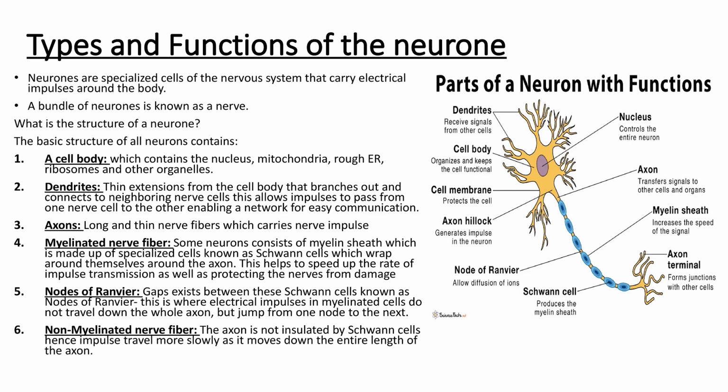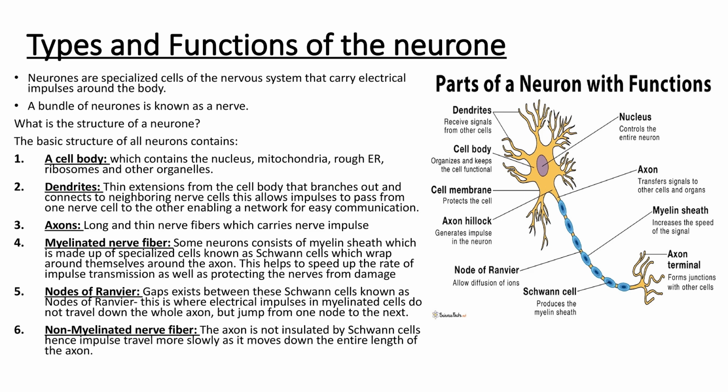Next is the myelinated nerve fiber. Myelination only occurs in some neurons, but not all neurons. The myelin sheath is made up of specialized cells known as Schwann cells, which wrap themselves around the axon. This helps to speed up the rate of nerve transmission as well as protecting the nerves from damage.